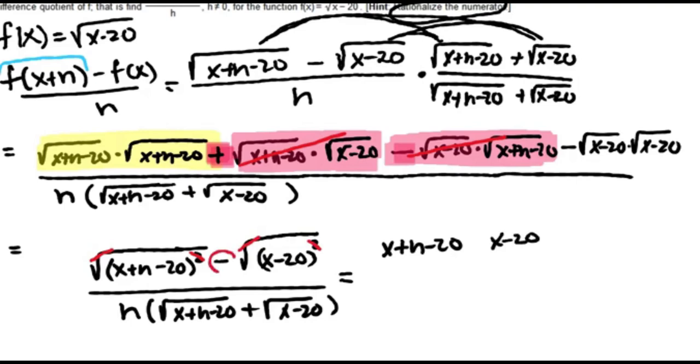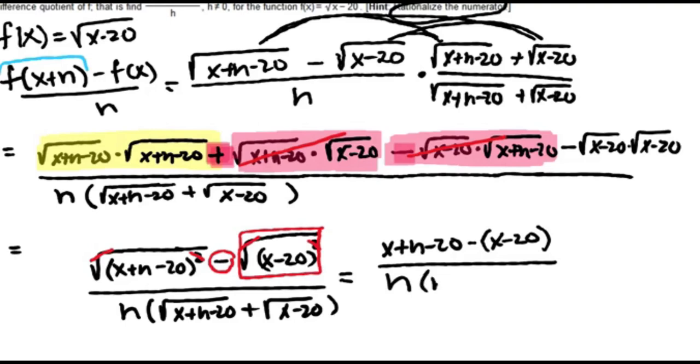But be careful, this minus sign applies to this whole expression. So we need to put it in parentheses here to make sure that minus sign applies to all of those terms. And once again, we're leaving the denominator the same in factored form. You'll see in just a moment why we did that. So we have h times (square root of x plus h minus 20 plus square root of x minus 20).